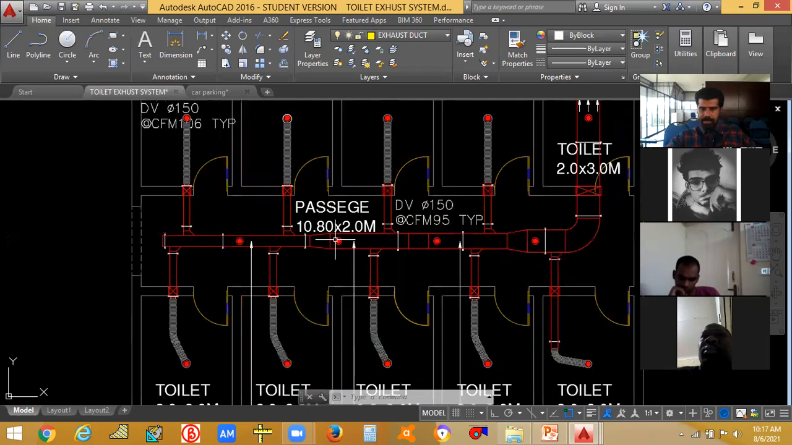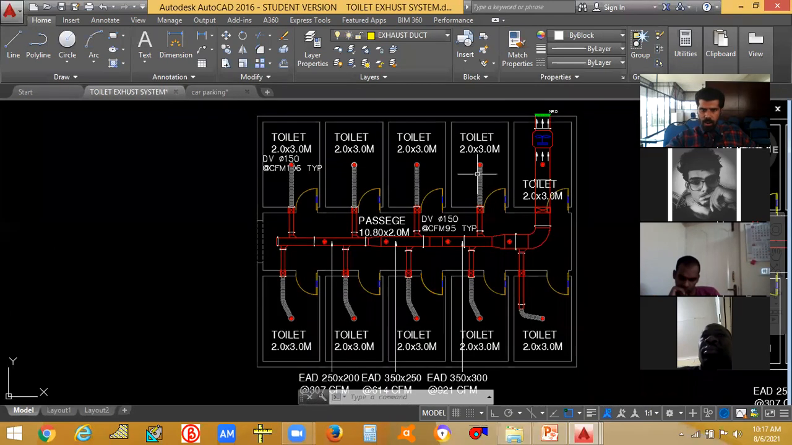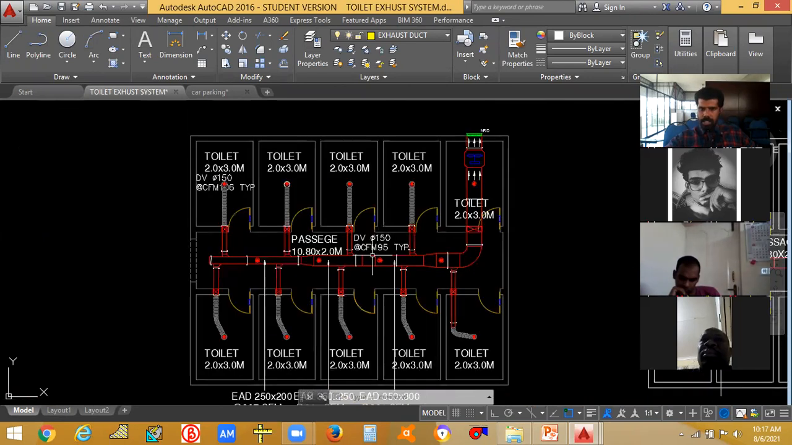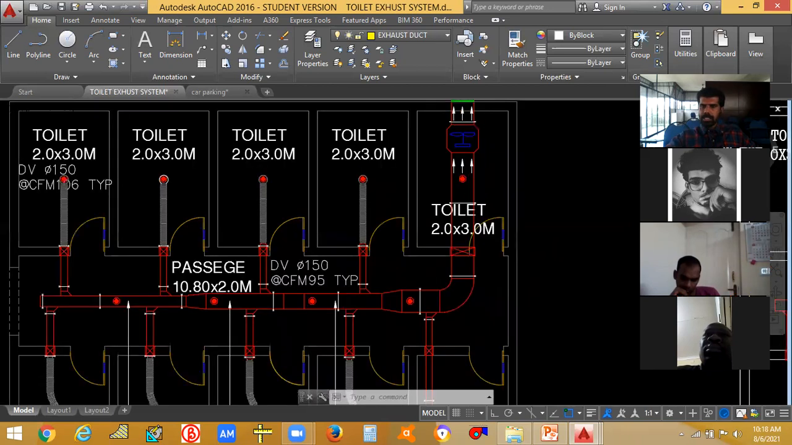What about this duct size? Add all the 4 toilet CFM plus the 4 divided passage area. Add all the CFM, give it in the duct sizer software and get the duct size. What about the final duct size? This bigger duct: add all the 5 toilet CFM and the complete passage area CFM. So you will be getting the total CFM, give it in the duct sizer software and get the duct size.